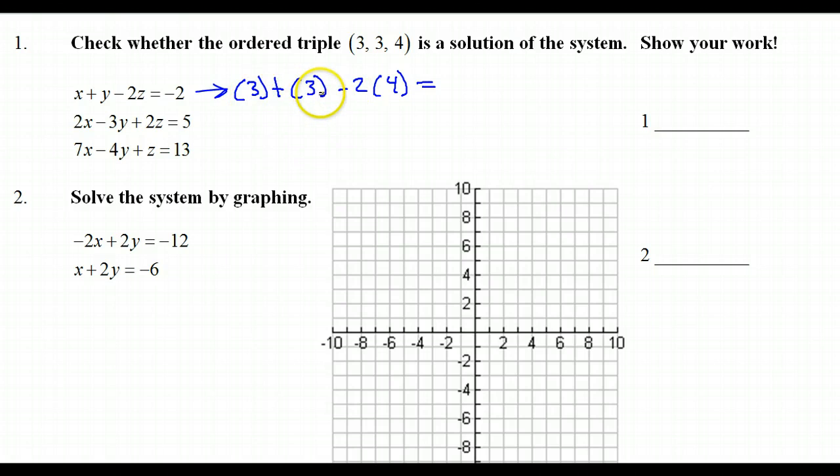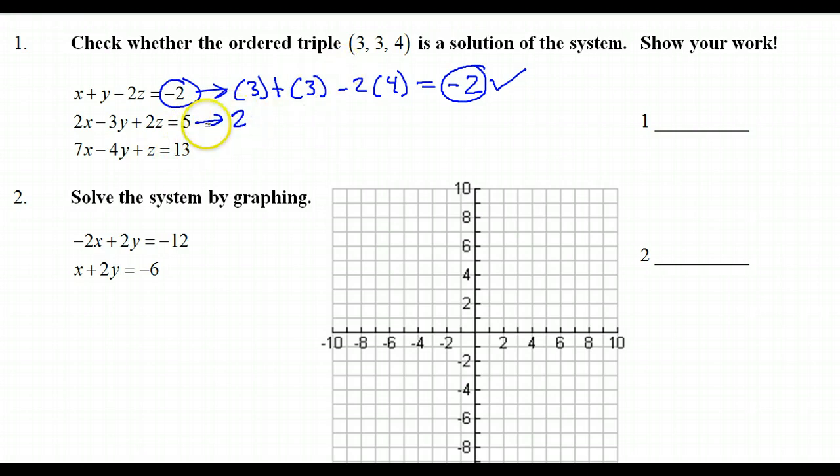Alright, so 3 plus 3, that's 6. And then this is 8, so 6 minus 8, that is negative 2. Okay, so that checks out because we have negative 2 and we do get negative 2. In order to be a solution to the system, it has to work in all three equations. So you can't just check one, you have to check them all. So let's just do the other ones.